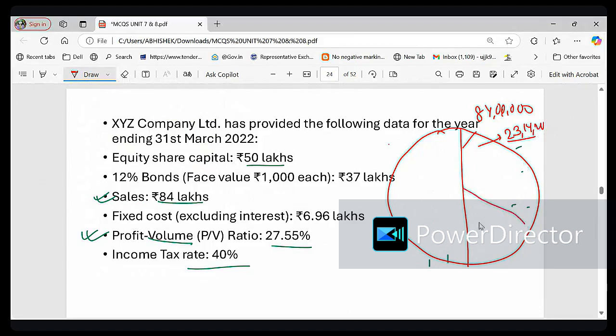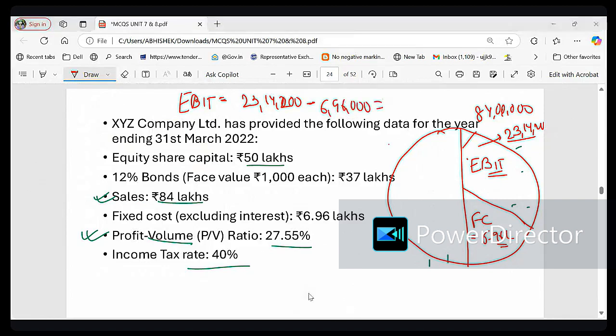And this contribution consists of some fixed cost, and the remaining portion which is left is called EBIT. So how much is the fixed cost? Fixed cost is 6.96 lakh. So what will be our EBIT? It is very simple. 23 lakh 14,200 minus 6 lakh 96,000. Please do the subtraction. How much are you getting? Is it clear?